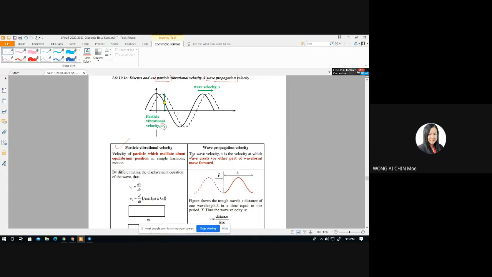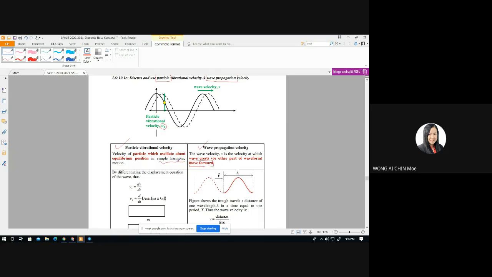But for wave propagation velocity, the second item, the wave velocity is the velocity at which the wave crest or other part of the waveform will move forward. This one is moving, it propagates. But for particle vibration, it will only oscillate, up and down, up and down, about the equilibrium position in a simple harmonic motion.